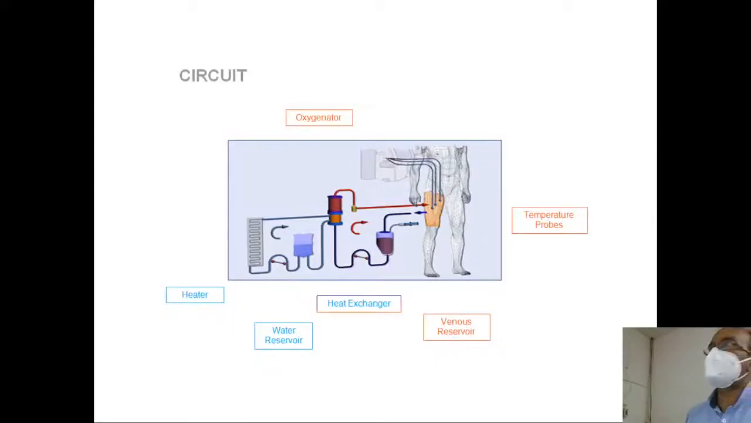This is the basic circuit which is being used in the ILP setup. It includes the oxygenator, the heater, heat exchanger, venous reservoir, and water reservoir, and the temperature probes, which were placed in the lower limb for monitoring the temperature during the procedure.